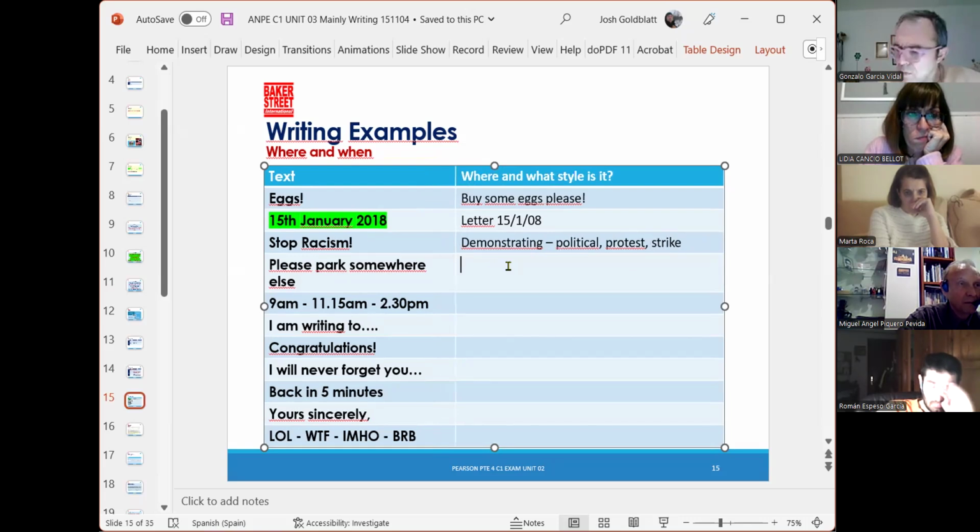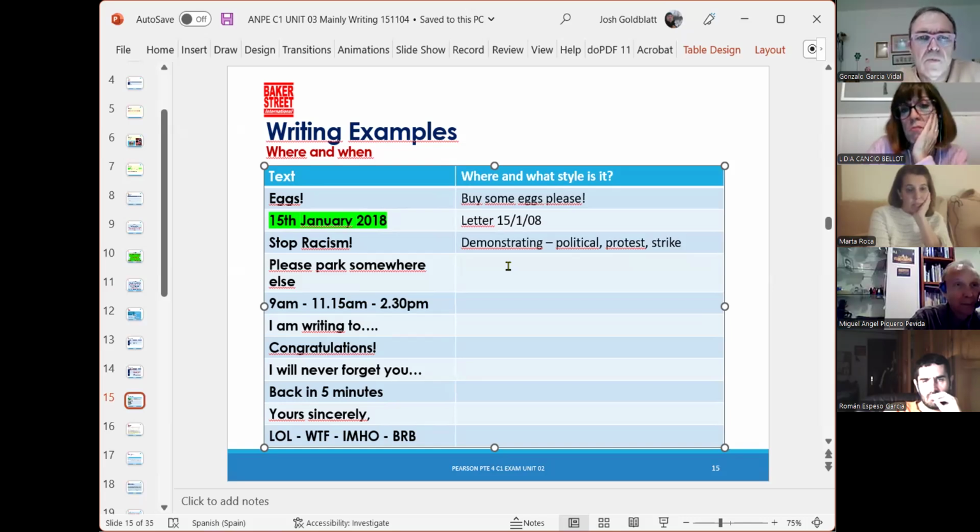Please park somewhere else. A dialogue. Or maybe it's a written order from the police officer. But remember, it's written, isn't it? The sign on the street. Yeah, it might be a street sign. Please park somewhere else. Absolutely. Okay, that's an order, really, isn't it? There's no option. It's please park somewhere else. So there's no argument there.